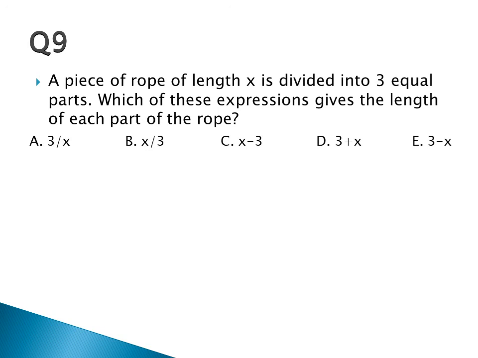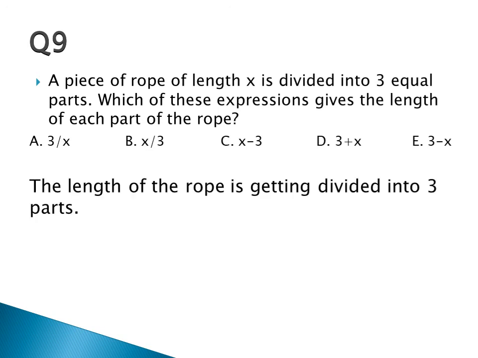Let's move on to option C. It says x take away 3. The question says x is divided into 3 parts, whereas option C says 3 is taken away from x. This is incorrect. Option D says 3 is added to x. We haven't added any number to x. We've only just divided it into 3 equal parts. So that's incorrect. And option E says 3 minus x. Again, the question talks about division. Nothing has been added or subtracted. So E is also incorrect.